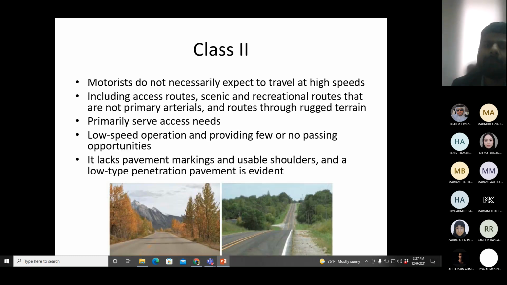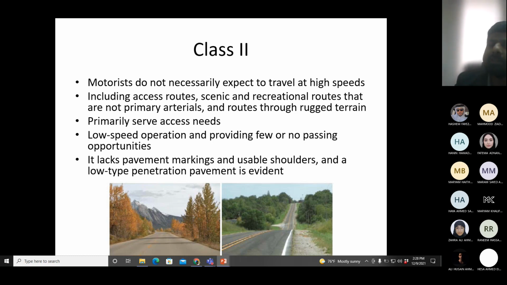Okay, then we have class 2. Class 2 is used for low speed travel, and they are usually designed for connecting remote areas, for example, for access routes, and for connecting scenic and recreational facilities. For example, you have a beach somewhere, you have a farmhouse, or you have a picnic area which is outside the city. So that area may be connected by a class 2 highway.